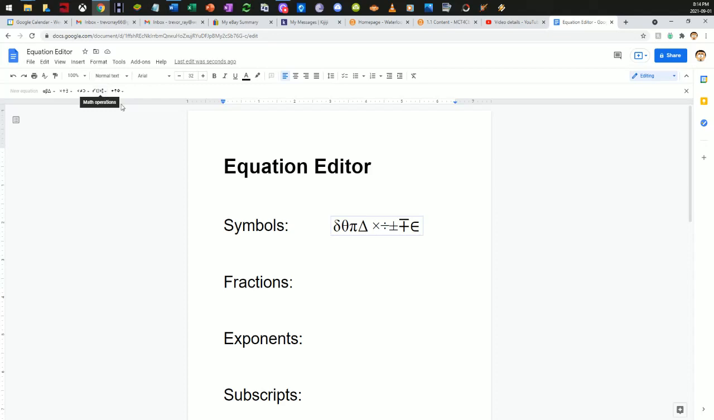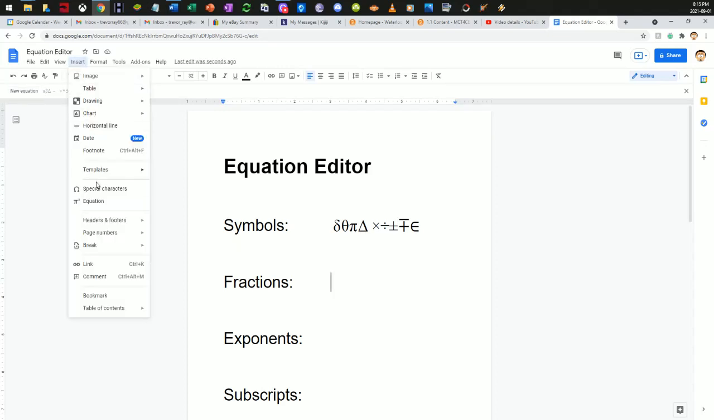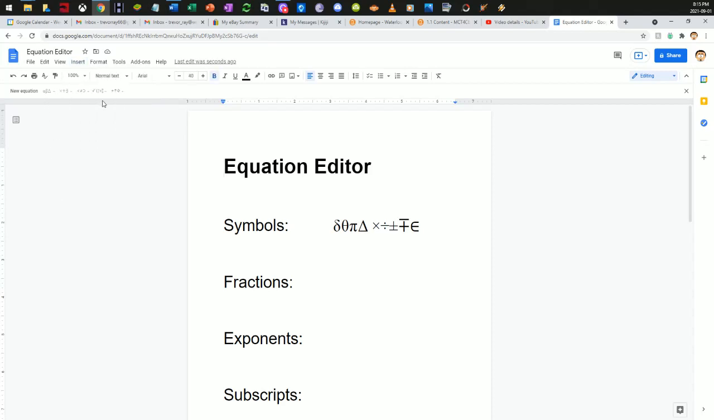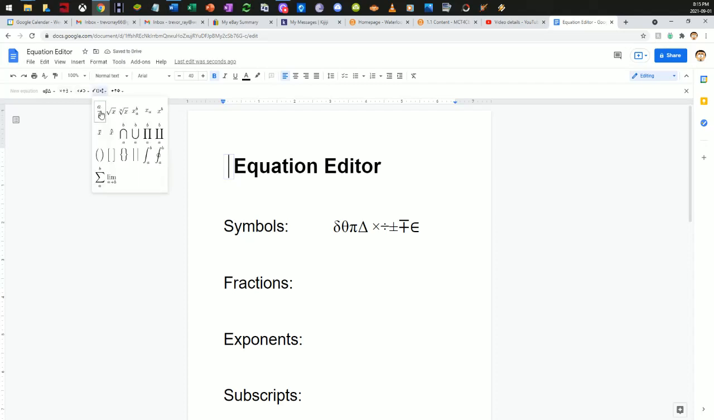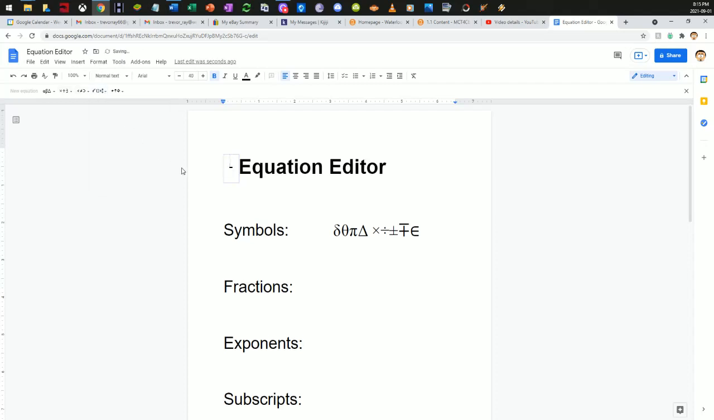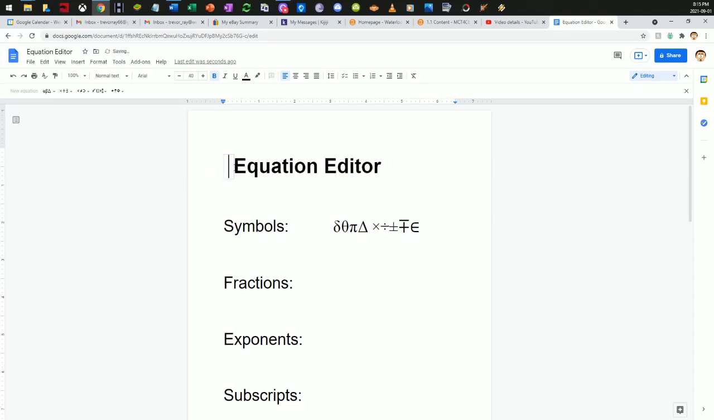Okay, and then we get to the good stuff. If we want to make a fraction, I'm just going to click New Equation over here. And again, if you don't see this bar, then you have to click on Insert Equation, but once it's there, it stays there for a little while anyway. So I'm going to click New Equation, and I'm going to choose the fraction symbol. I put it in the wrong place. Okay, let's try that again. Fraction, new equation, fraction symbol.